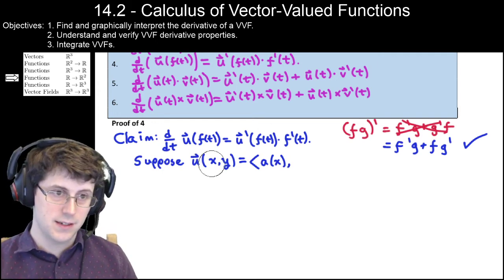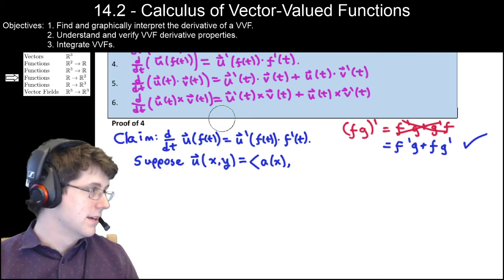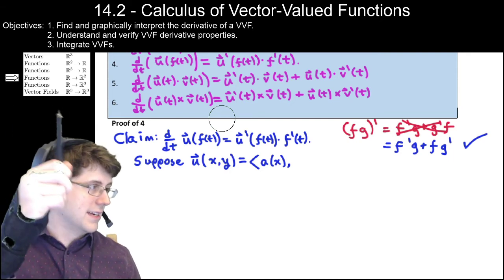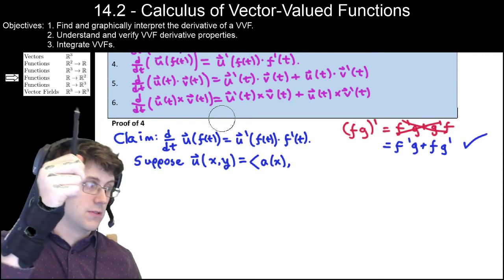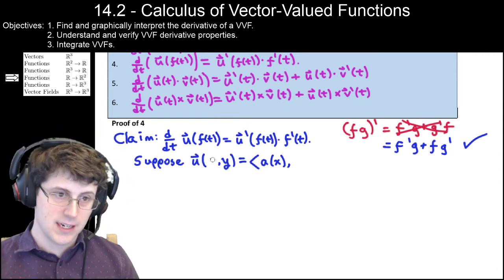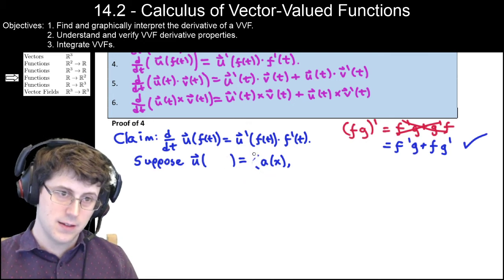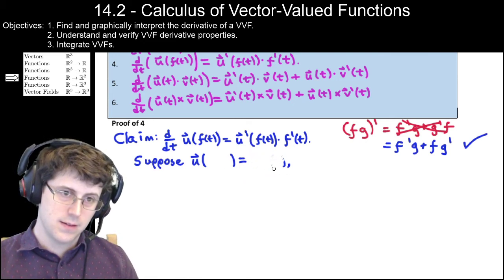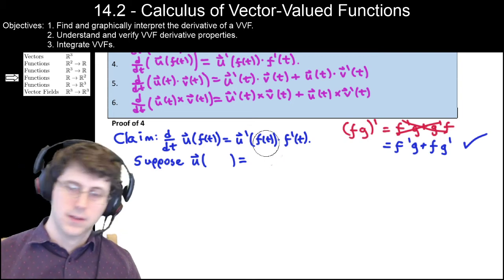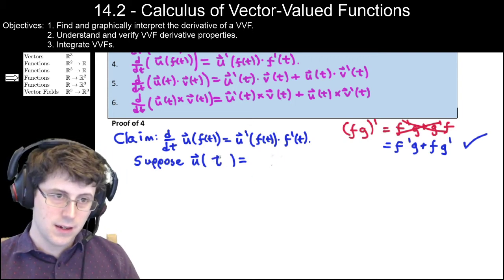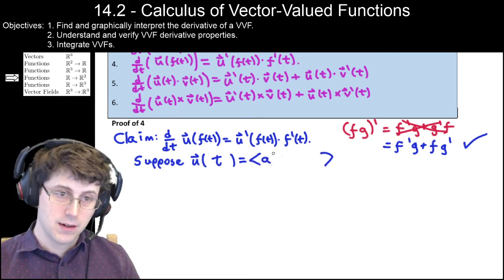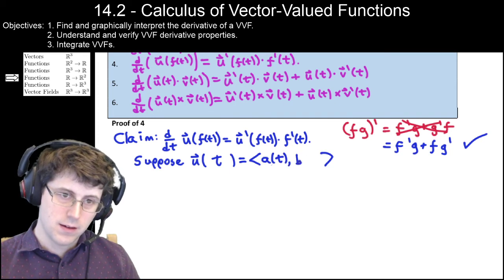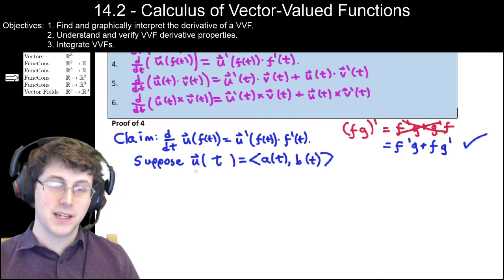Oh my gosh, that's not right. The kind of object we're working with takes one number as an input and then gives two numbers as an output. So this is not how this works. Our vector-valued function does have two numbers as an output, but it only has one number as an input. So let's say that our vector-valued function looked like this.